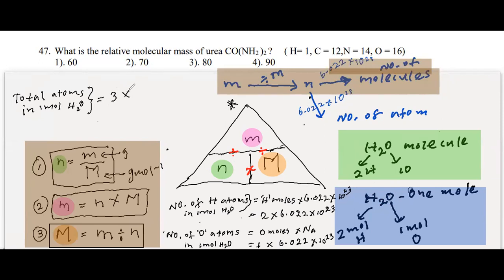3 moles of atoms. Total 3 moles. So I'll put here total moles will be 3 moles: 2 plus 1, total 3 atomic moles. So therefore, 3 into Avogadro constant. Now imagine if you are given glucose here.